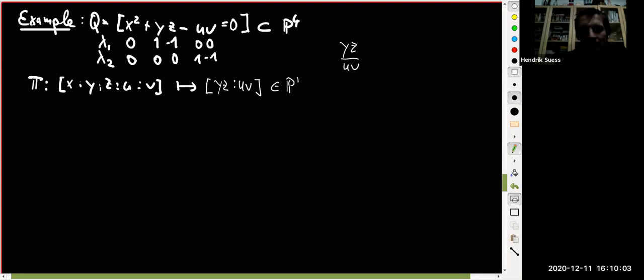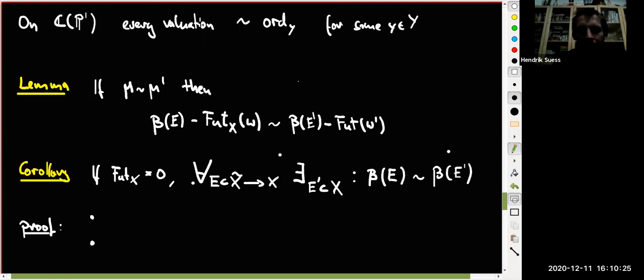Okay, so we understand our first example in this new setting. So the quadric threefold here comes with a natural two-torus action, and it comes with a quotient map down to P1. Okay, so we have already seen, or I mentioned already, that on P1 every valuation is actually proportional just to the vanishing order of a point. So again, this should be P1 here.